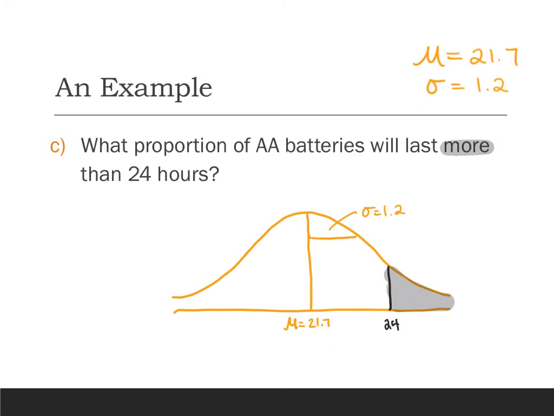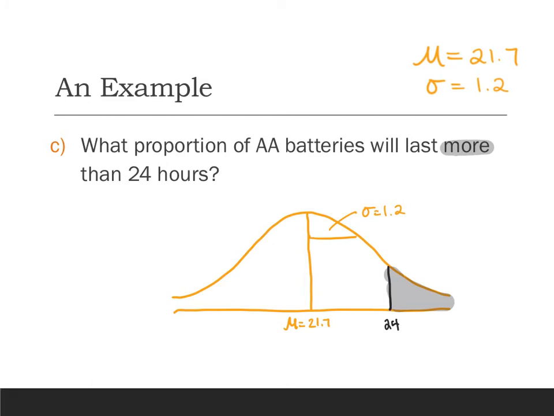So we can go in and change the mean and standard deviation. So for our batteries, our mean is 21.7, and our standard deviation is 1.2. And we are looking for greater than, so I need to change that symbol. Right now it's less than or equal. I want greater than or equal to 24. Now when I hit compute, it'll give me my answer.